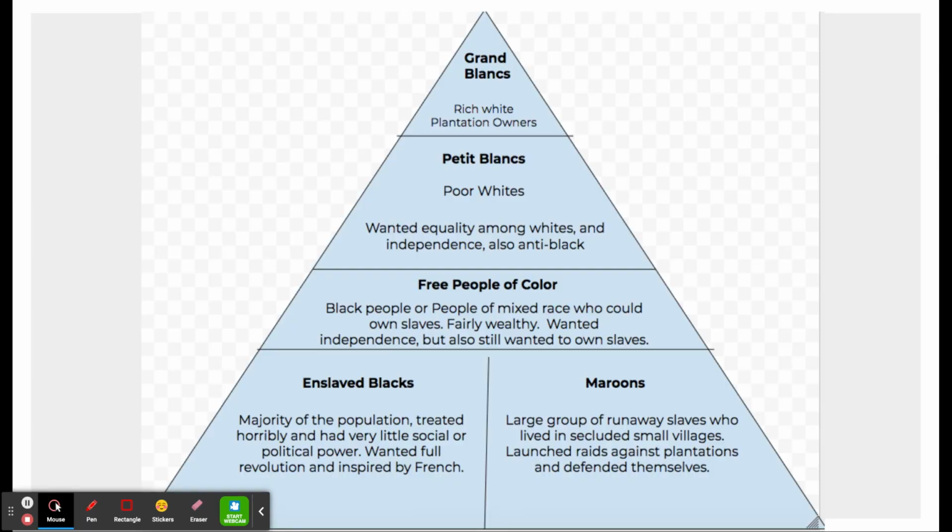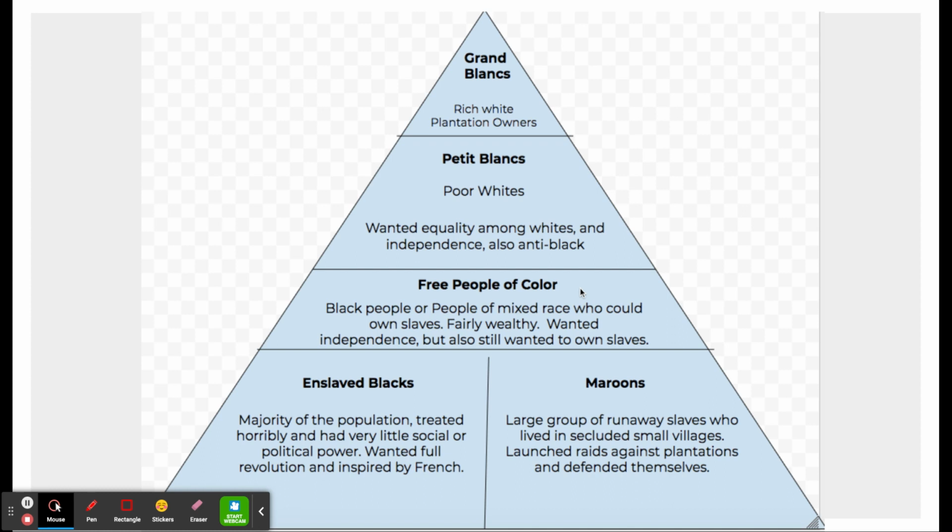So let's take a look at this. And you're going to look at this in more detail a little bit later. But we could see at the bottom of the pyramid are enslaved Black people. They were the majority of the population, and we talked a little bit about them. And then there was a group of people called Maroons. These were a large group of runaway slaves who lived in small, secluded villages. And we're going to learn a little bit more about them next week because they were the ones that raided and tried to burn down plantations.